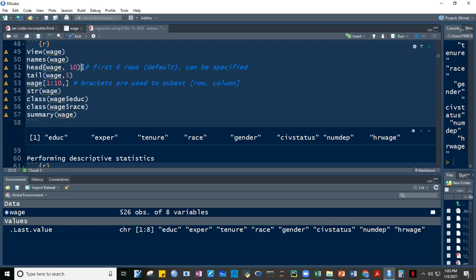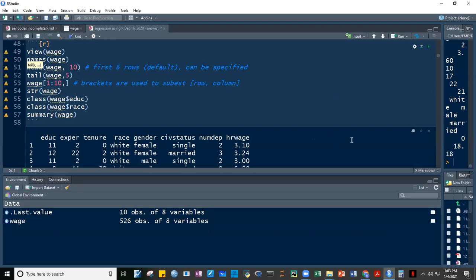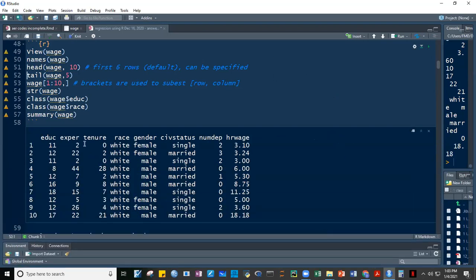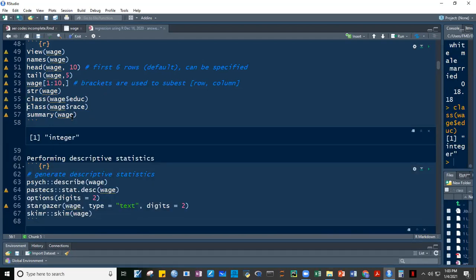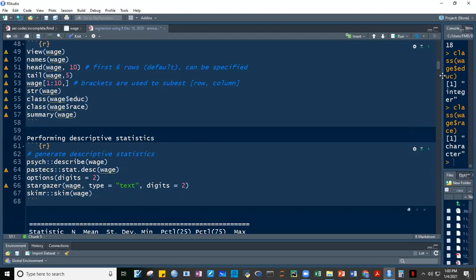Okay, so pareho lang yan nito ng head. Compare natin. Okay, so this generates the first 10 rows. Lahat ng mga variables natin, ganun din to. The same here. So exactly the same. Okay, two ways to generate the same output. Structure, we already did this. Si class, okay, si class, guys. So sabi natin, class ni education, it's integer. Class ni race, it's character.